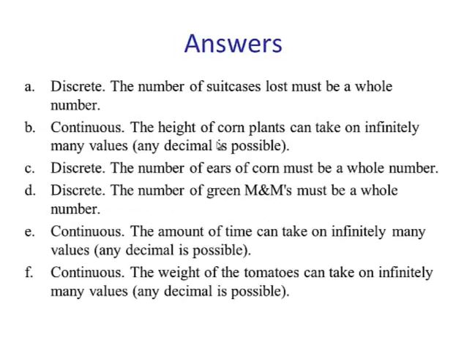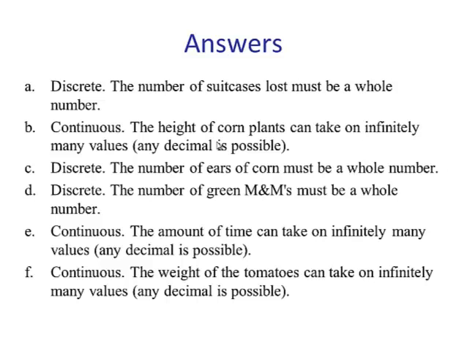Here are the answers. A is discrete. Number of suitcases lost must be a whole number. You can't lose 2 1/2 suitcases. B is continuous. Height is a physical measurement, and we can take it to whatever decimal place we would like. C is discrete. The number of ears of corn must be a whole number. D is discrete. The number of green M&Ms must be a whole number.